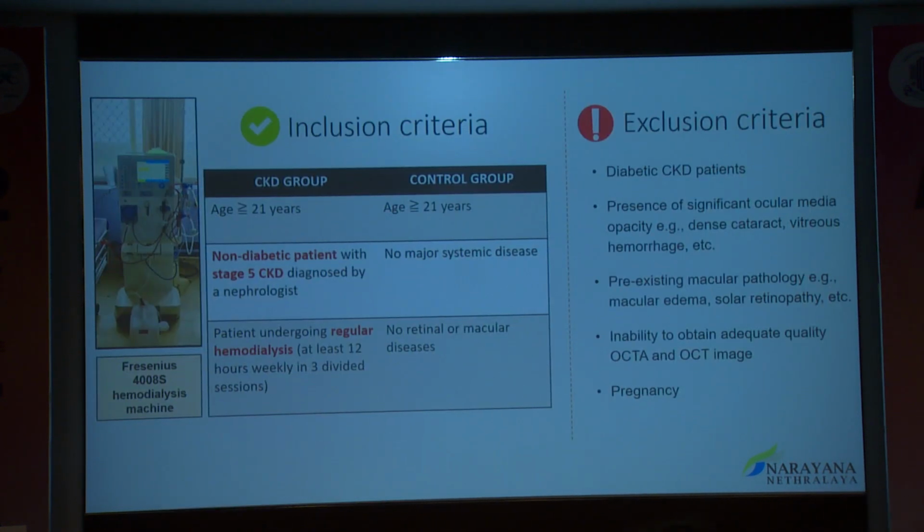The inclusion criteria in the CKD group included age greater than or equal to 21 years, and the patient had to be non-diabetic stage 5 CKD diagnosed by a nephrologist and had to undergo regular hemodialysis of at least 12 hours weekly in 3 divided sessions. The machine used was the Fresenius 4008S machine. The exclusion criteria were diabetic CKD patients, any patients with significant ocular media opacity such as cataract, any pre-existing macular pathology or inability to obtain an adequate quality OCTA and OCT image, and pregnant patients.